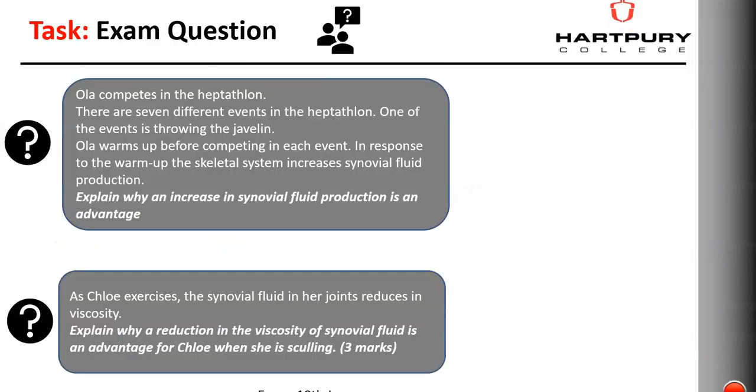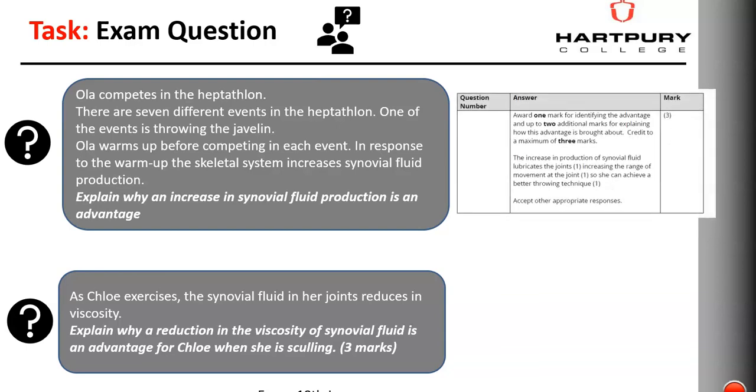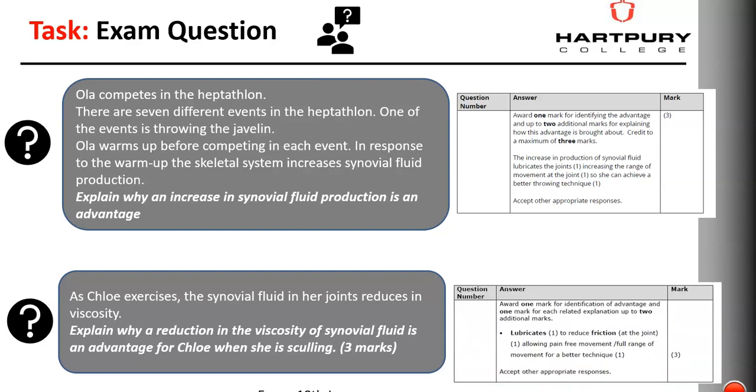So overall, with this lesson, you may be able to answer these questions now. So have a bit of a read of the questions, pause the video and attempt them. Now that you've attempted the questions, this is what we're looking for. So explain why an increase in synovial fluid production is an advantage. This is because it lubricates the joint, increases range of movement, and she can achieve a better throwing technique. What about a reduction in viscosity? Again, it lubricates the joint, reduces friction, allowing pain-free movement.